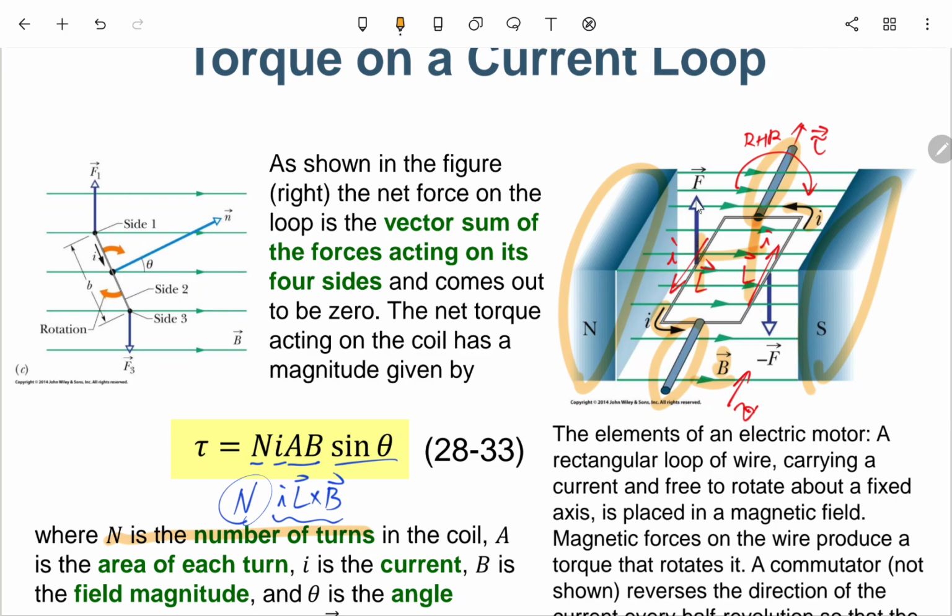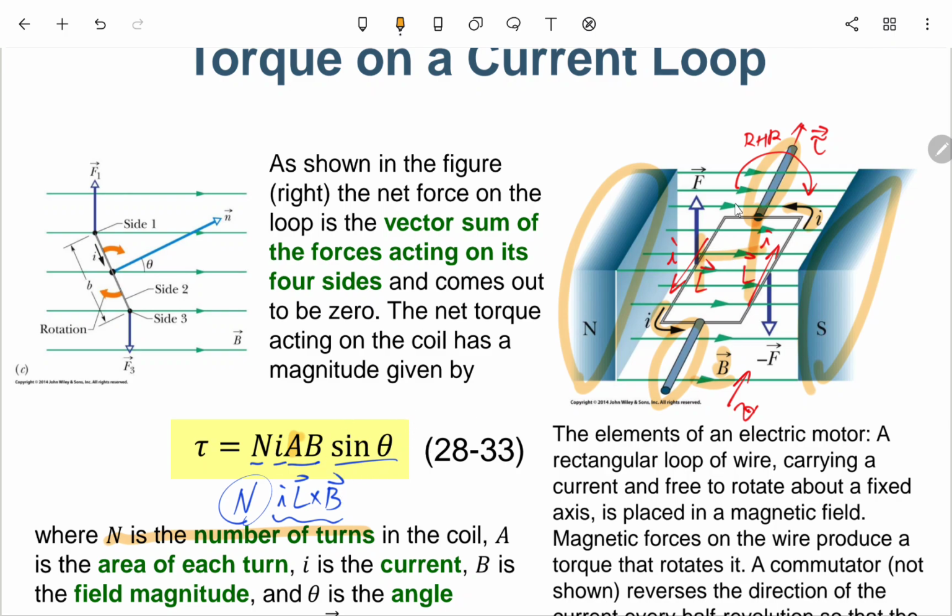So for the torque, we have the distance between the force and the rotational axis, and then we have both sides. For the arm of this torque, with these two forces, it also includes the height of this rectangle. This height of the rectangle multiplied by L becomes the cross-section area of this rectangle. So it is actually tau equals NIAB sine of theta.